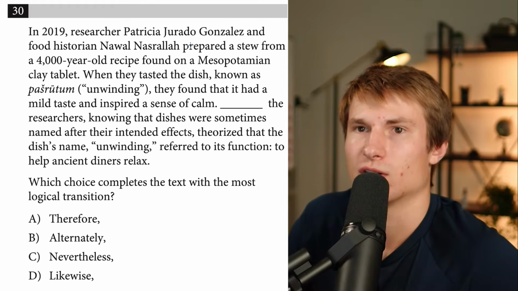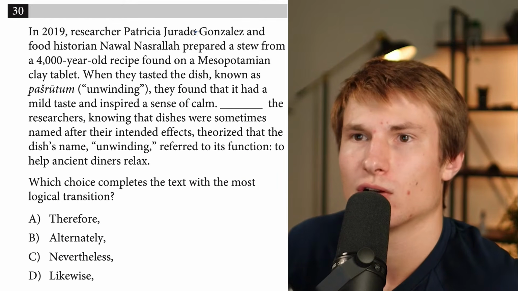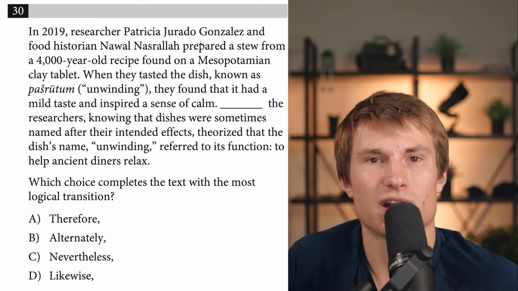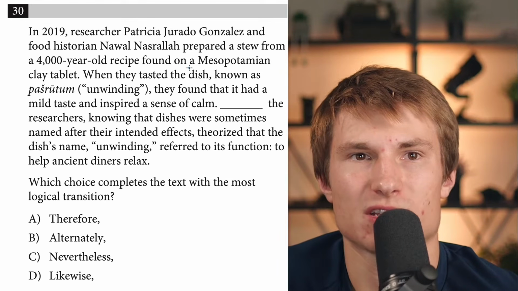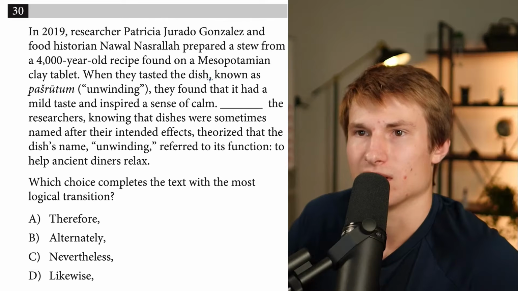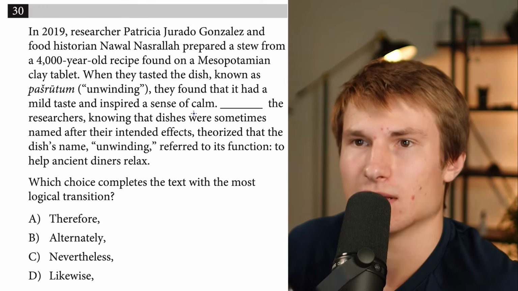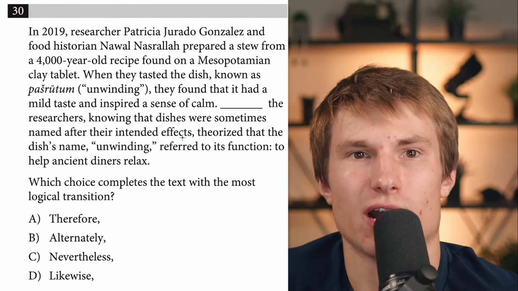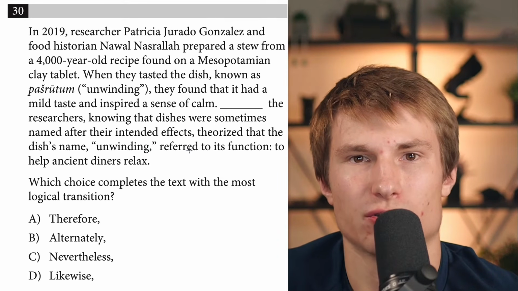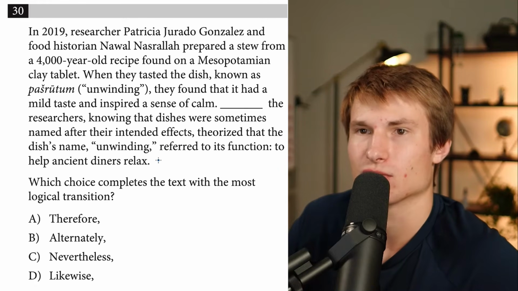Question 30. In 2019, researcher Patricio Warado Gonzalez and food historian Nawal Nasrallah prepared a stew from a 4,000-year-old recipe found on a Mesopotamian clay tablet. When they tasted the dish, known as unwinding, they found it had a mild taste and inspired a sense of calm. The researchers, knowing that dishes were sometimes named after their intended effects, theorized that the dish's name, unwinding, referred to its function to help ancient dinners relax.